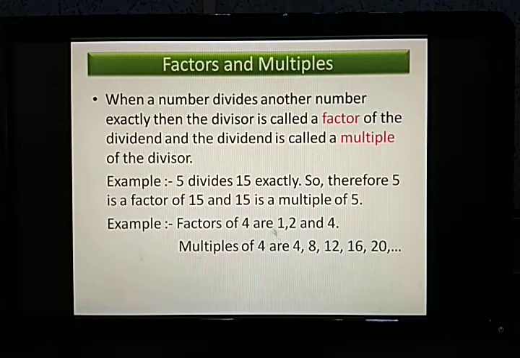There are only 3 factors of 4. 1, 2 and 4. So what are these things? These are the numbers by which we can exactly divide 4. We can divide 4 by 1, yes. We can divide 4 by 2, yes. And we can divide 4 by 4 also. So in short, factors are those numbers which exactly divide a given number, and multiples are those numbers which you get after multiplying that number with another integer. Clear?